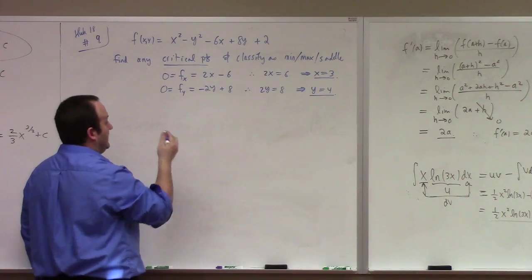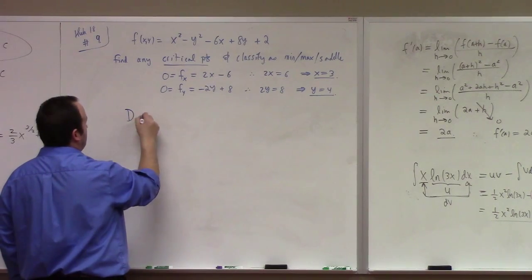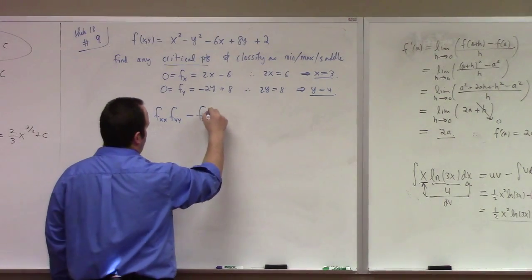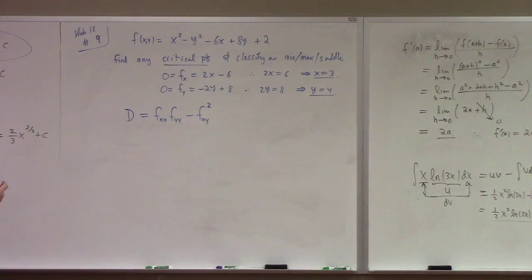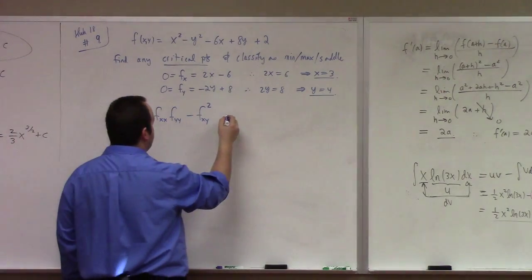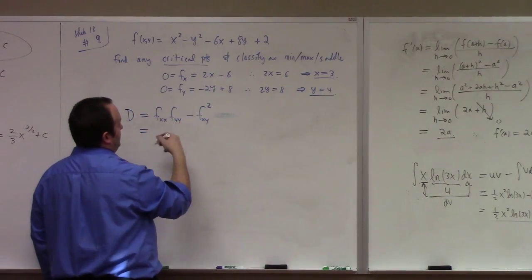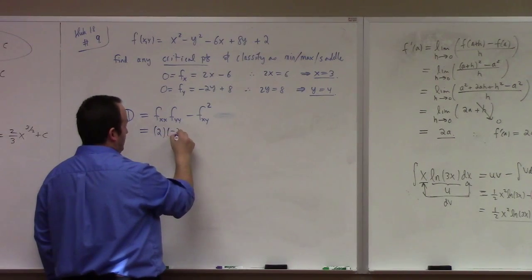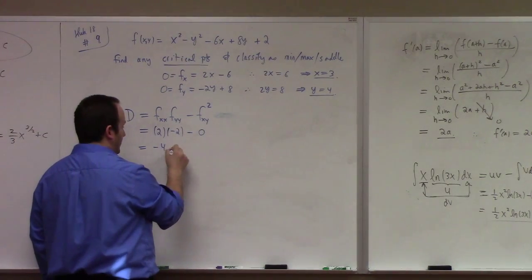So that's the critical point. Now I have to calculate the so-called Hessian. So D is f x x times f y y minus f x y squared. Remember, this is our second derivative test. If D is positive or D is negative, we can decide whether it's a min, max or saddle. So what is that here? f x x is 2. f y y is negative 2. f x y is 0. So this is minus 4, less than 0.